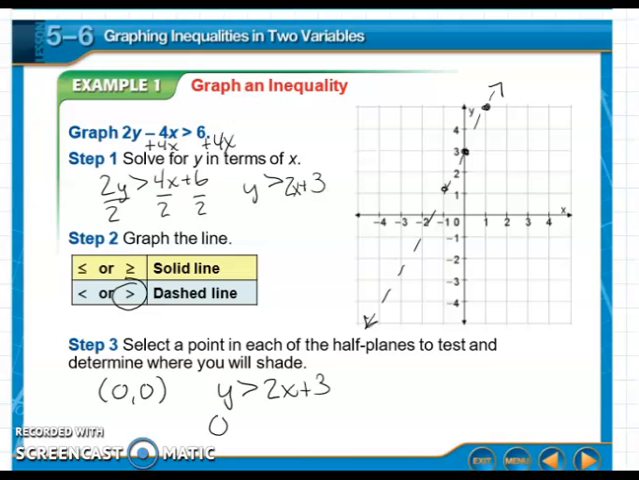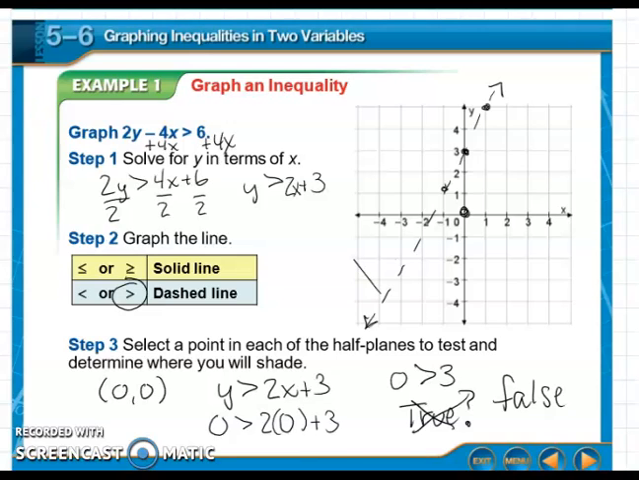When I put the 0 in and simplify that, I end up with 0 is greater than 3. And is that true? Because if it's true, then that's the side we shade. But it's not true. This is a false statement.